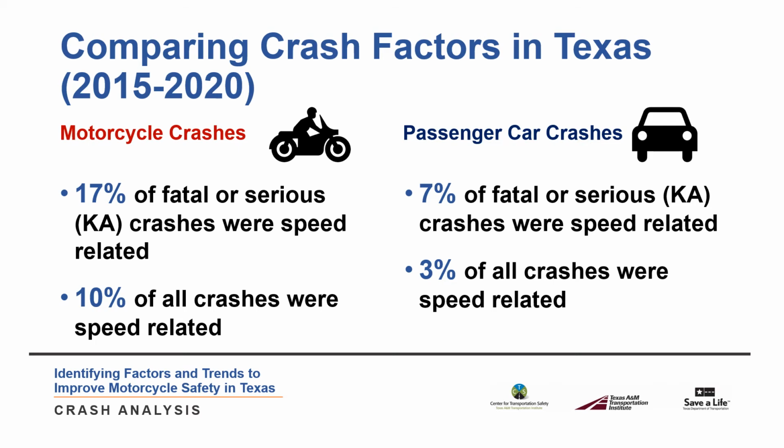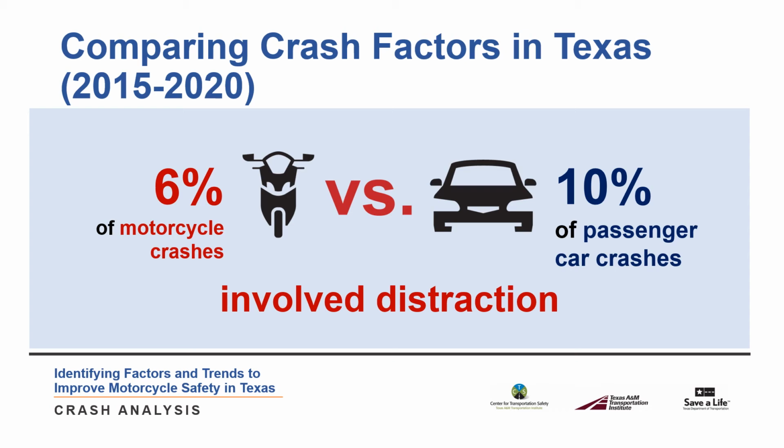The next crash factor examined was distraction. Distraction is much lower in motorcycle crashes compared to passenger car crashes based on our analysis, 6% versus 10%. This may be a function of the fact that it is a lot harder to use a mobile device or do something else while riding compared to driving a car.